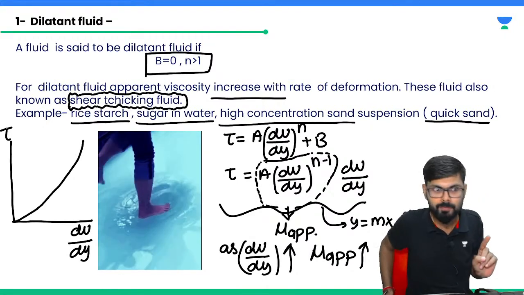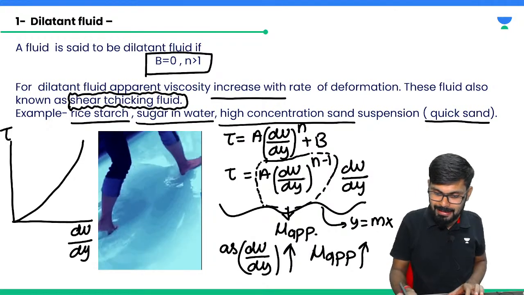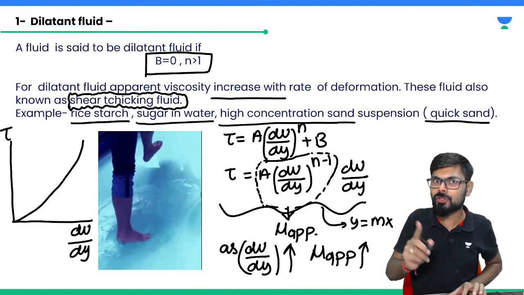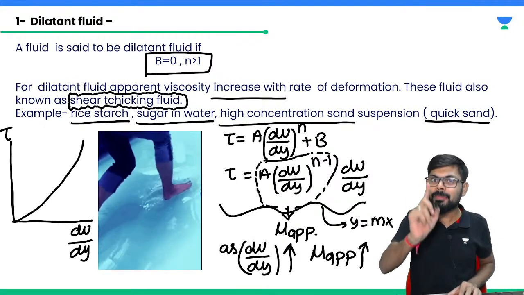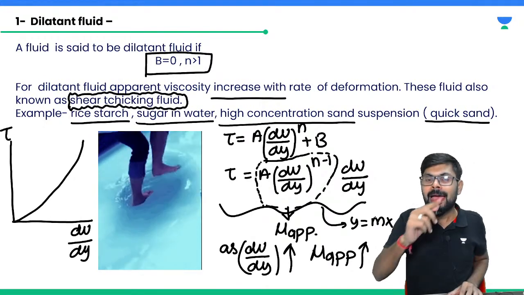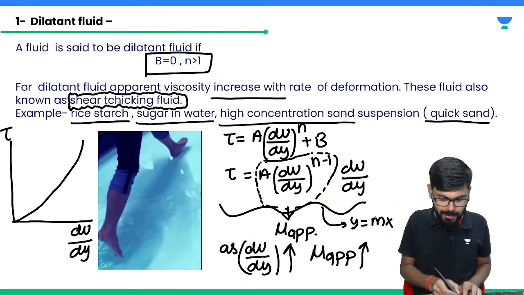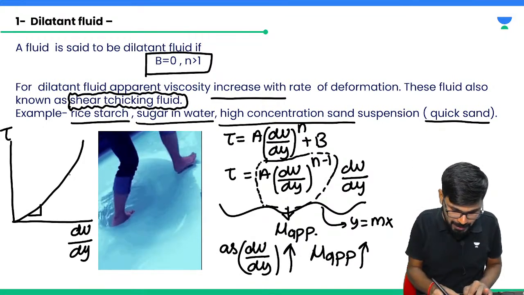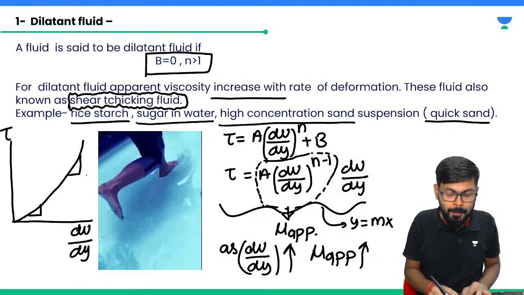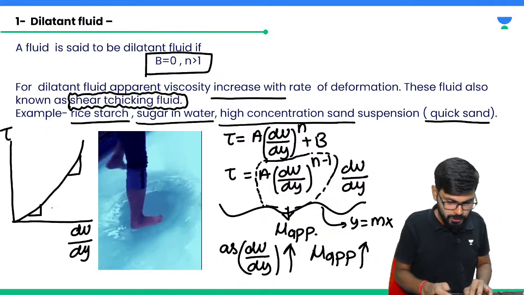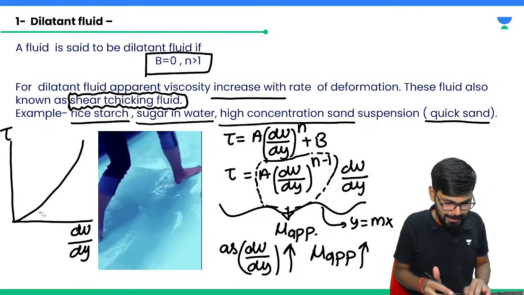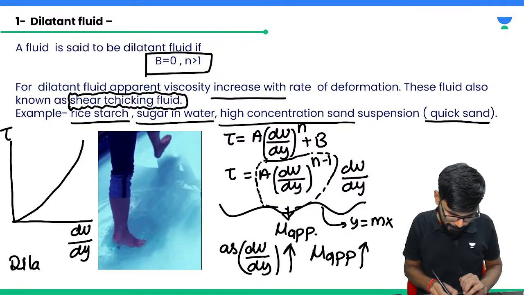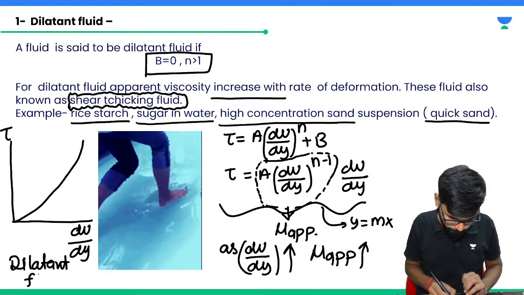So now you can see that this is also a y is equal to mx type of equation, means it will pass through the origin, and m is basically mu apparent, and that value is increasing. That's why you can see that as du/dy is increasing, here if you see slope is less, here slope is more. Why? Because du/dy increases. So this is basically the dilatant fluid. Clear hai?